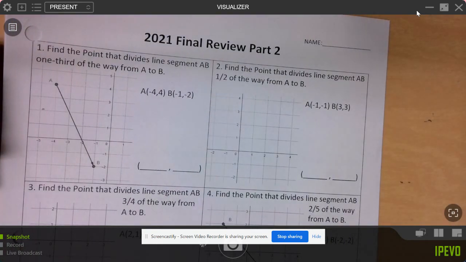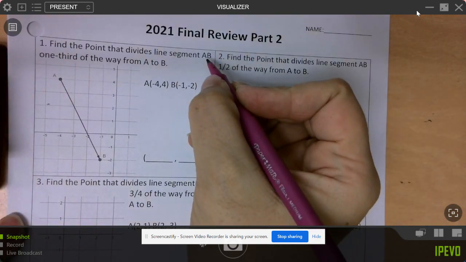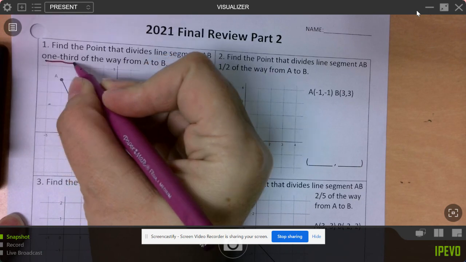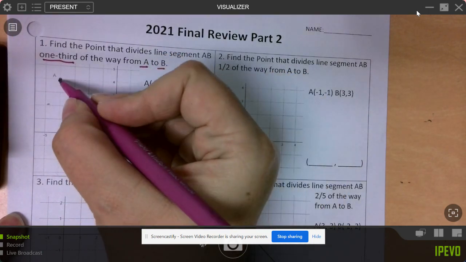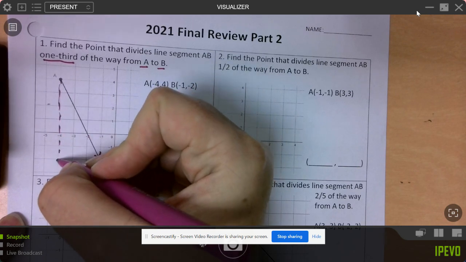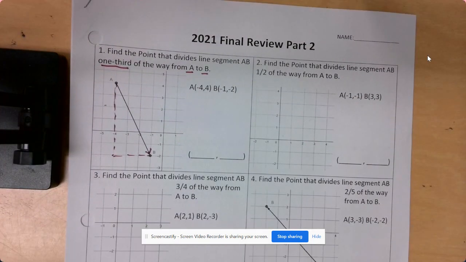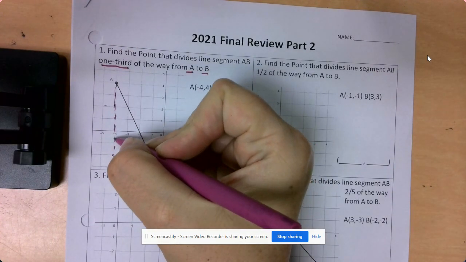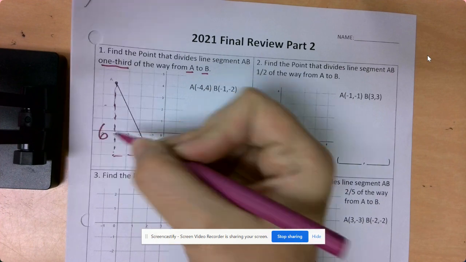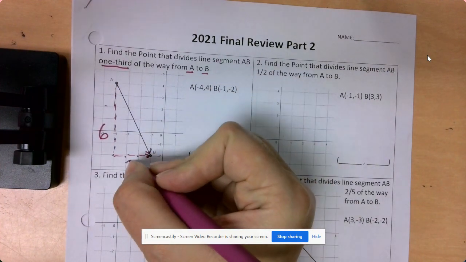Okay, so on this one, remember it says find the point that divides segment AB 1/3 of the way from A to B. So we're going A to B, and we're going to do our triangle. Remember, we're going to go 1, 2, 3, 4, 5, 6. Then 1, 2, 3, so that horizontal distance is 3.